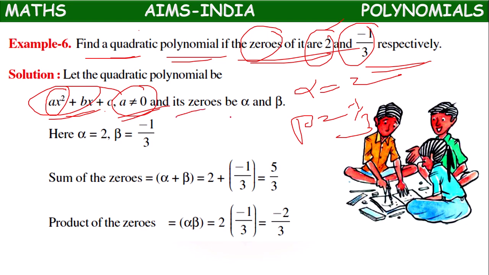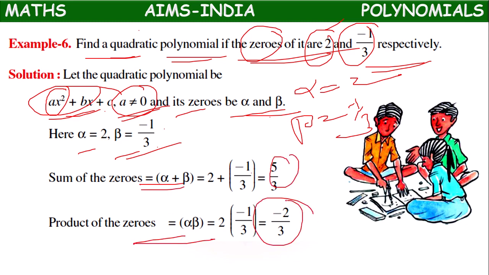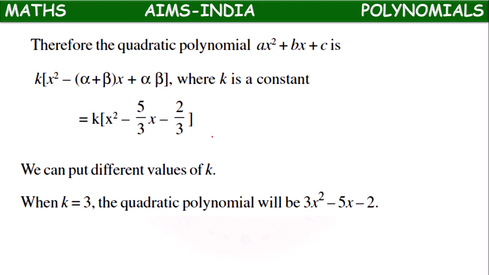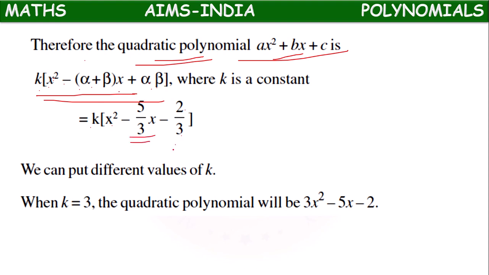So its zeros are alpha and beta. Then alpha equals 2, beta equals minus 1 by 3. Sum of zeros is 5 by 3. Product of zeros is minus 2 by 3. Therefore, what is the quadratic polynomial? Already in the concept we have learned k into x square minus alpha plus beta x plus alpha beta. k into x square minus sum of roots 5 by 3 x, plus product of roots minus 2 by 3.